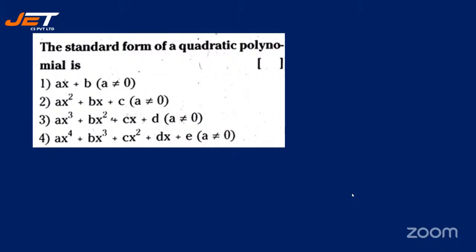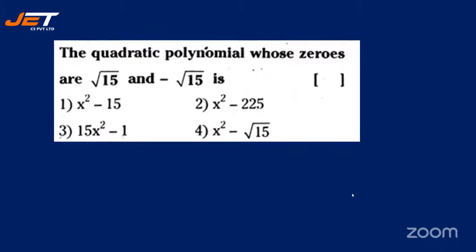Right, so it should be ax square plus bx plus c, where a is not equal to 0. All right, see the next question.